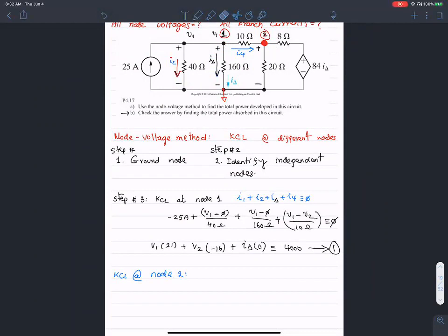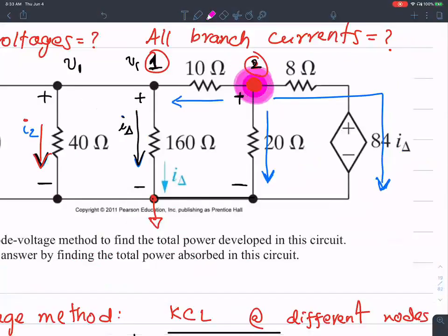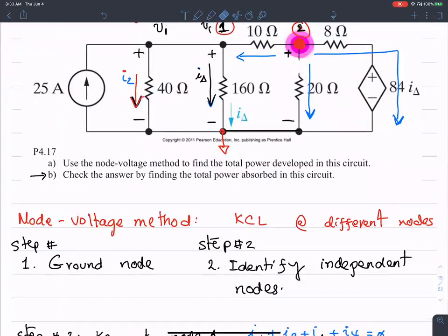So at node 2, I'm going to redefine the current directions. Or maybe I can leave them in there like so. I'm going to redefine just this I4, just the direction of the I4 to be that I. And then there's a current flowing in this direction, and there's a current flowing in this direction. There are three currents at that node 2. At node 2, there are three branches, and as a result, there are three currents leaving those branches.